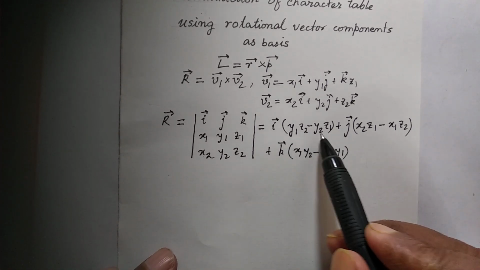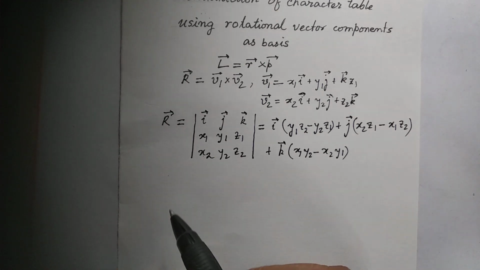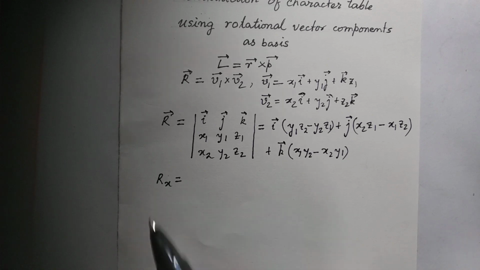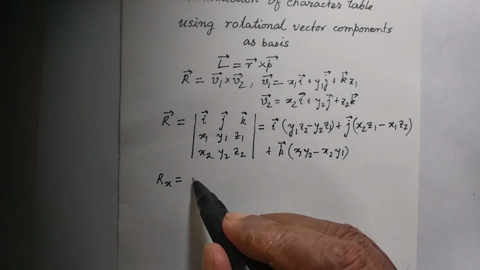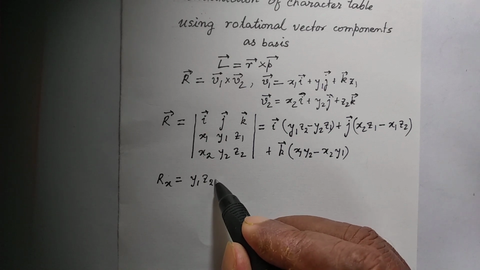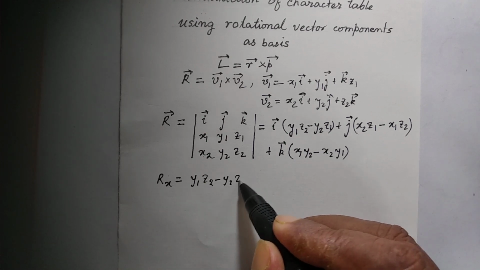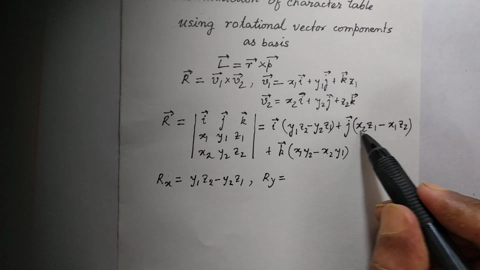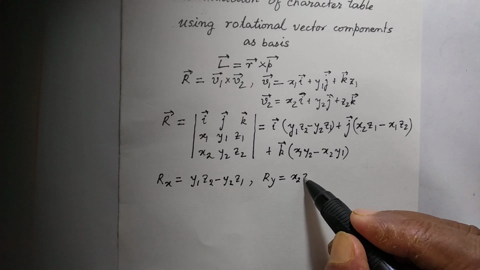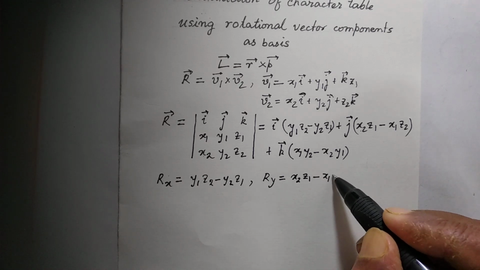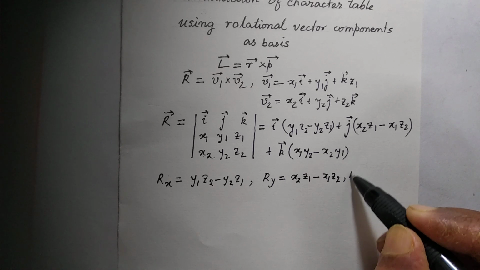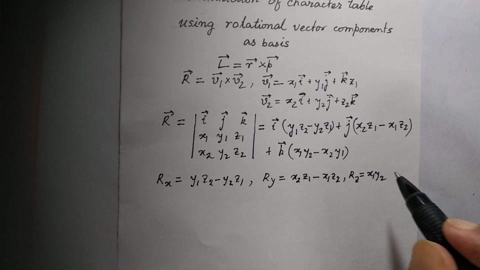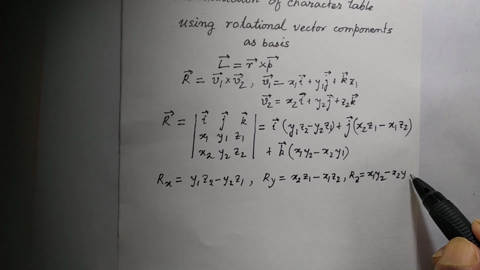Then these are the Cartesian components of R. We write them as follows: Rx, the x component of R, is y1 z2 minus y2 z1. Ry is x2 z1 minus x1 z2, and Rz is x1 y2 minus x2 y1.